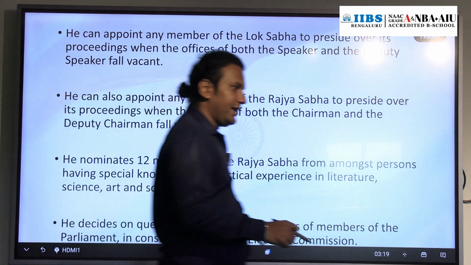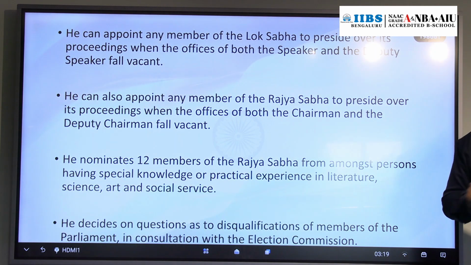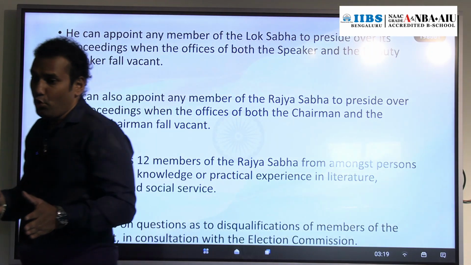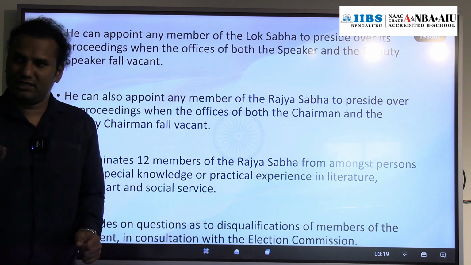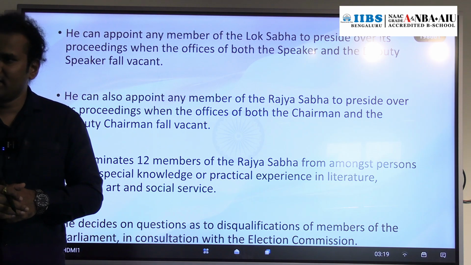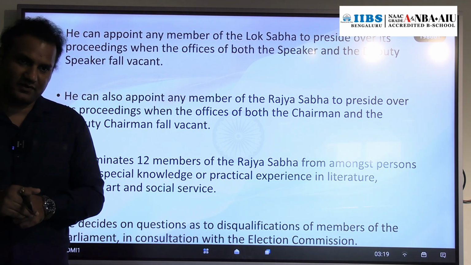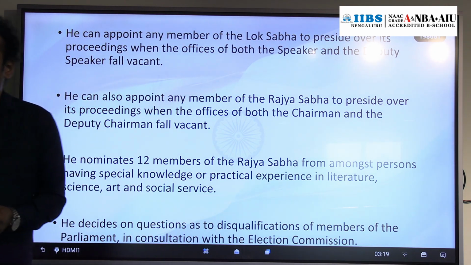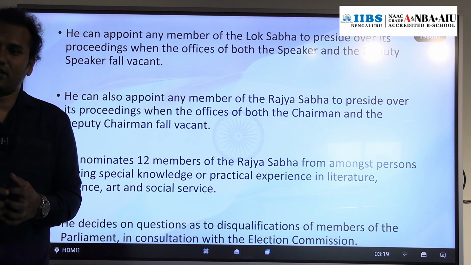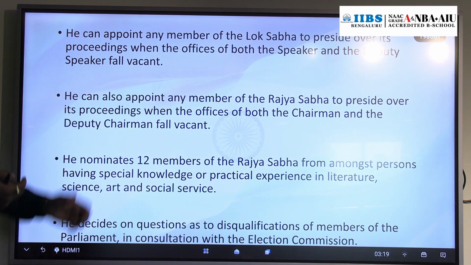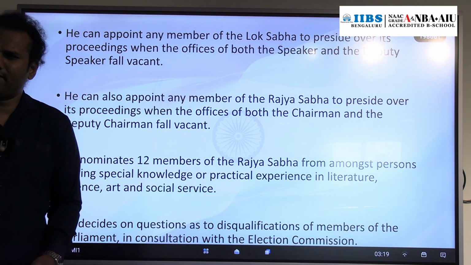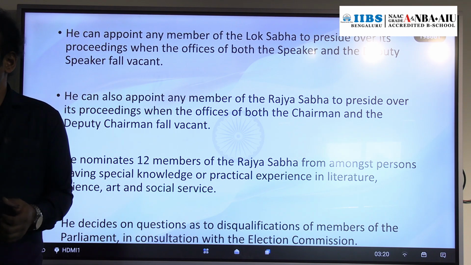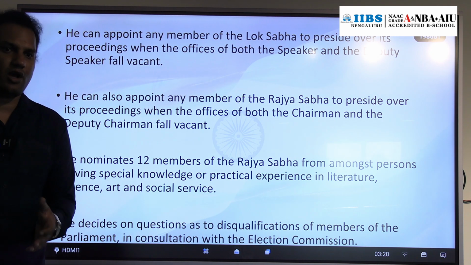Now next, we have the Lok Sabha, the lower house, and the Rajya Sabha. Normally, who will preside over the session of Lok Sabha? The Speaker. If the Speaker is not there, then the Deputy Speaker. If the Speaker and Deputy Speaker are both not available, then one of the members from the panel of chairpersons will act as Speaker. This is the normal case.